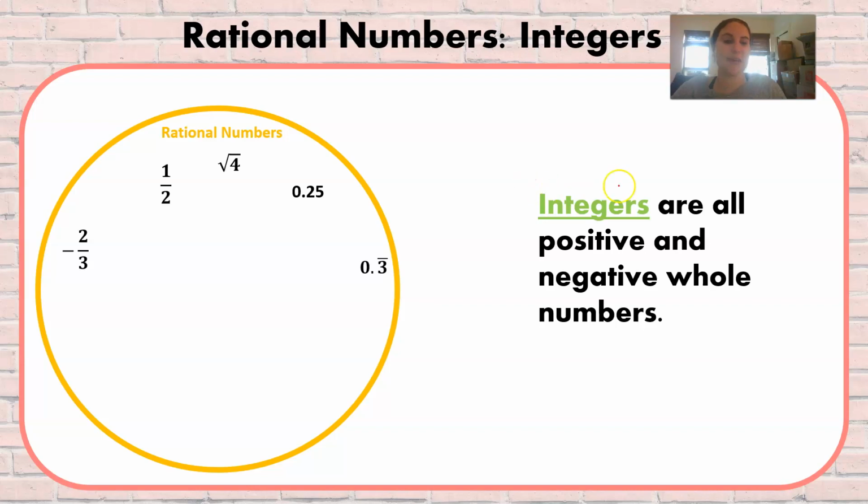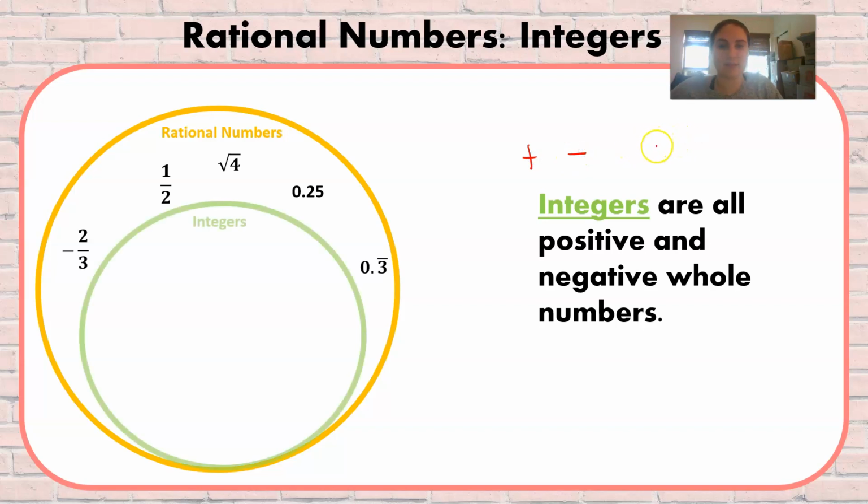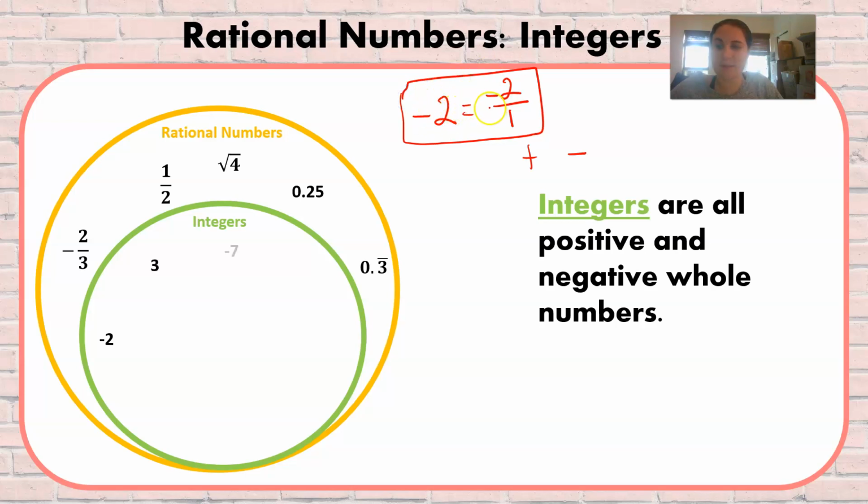All right, there's also integers. Integers are all positive and negative whole numbers. So some examples of integers, which are also rational: -2. -2 is the same as writing -2/1. So this is rational because I can write it as a fraction. 3, positive whole number. -7, that's a negative whole number. And 15 is a positive whole number. And 0. 0 is also an integer.